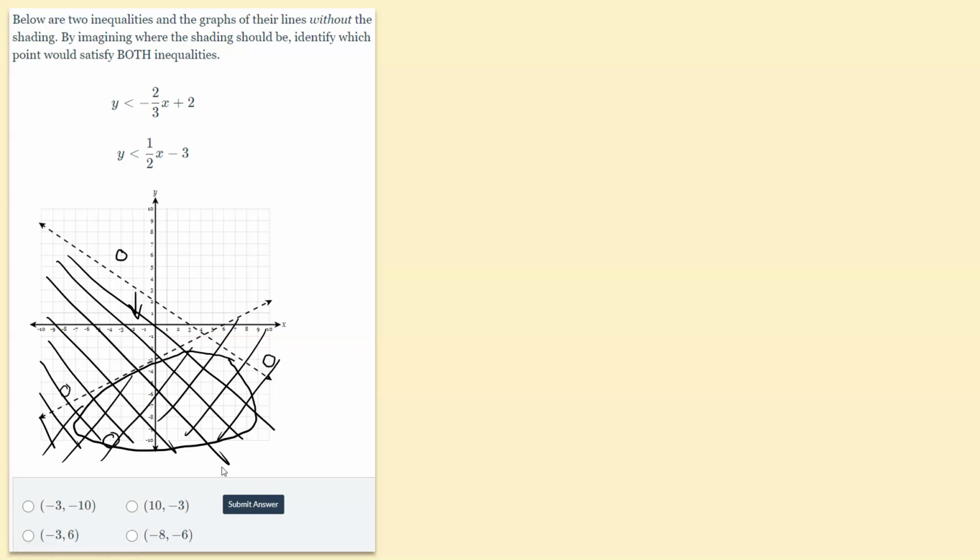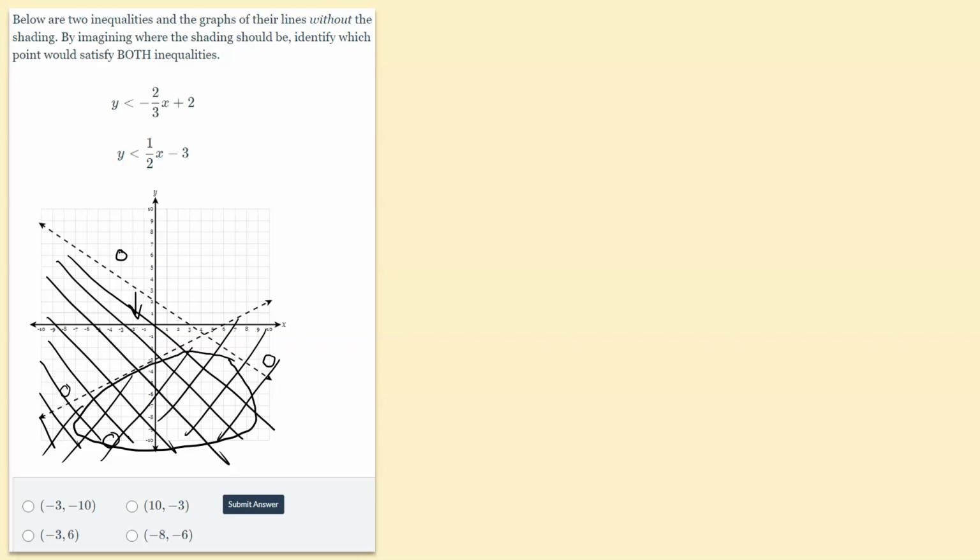So I went ahead and identified where those points are. (-3, -10) is right here. So we can see that that is in the overlapping region here, the double shaded region. (10, -3) is right here. So that's only in a single shaded region. So that is not a solution. It only satisfies one of our inequalities, does not satisfy both. Not a solution.